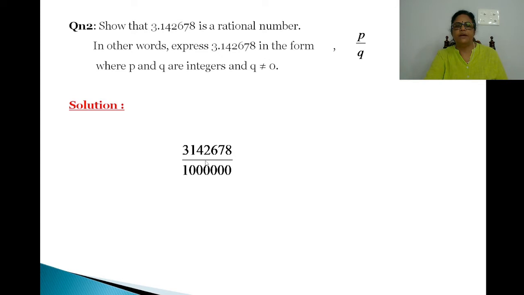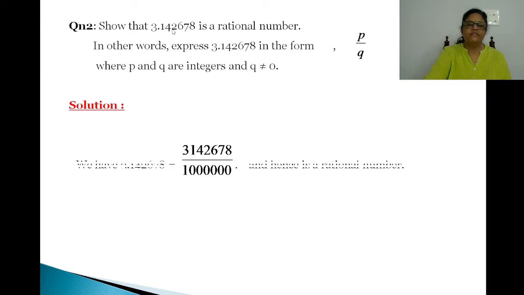42,670 divided by 1 million is the p by q form of 3.142678. We have 3.142678 is equal to 31 lakh 42,670 by 1 million, and hence it is a rational number.